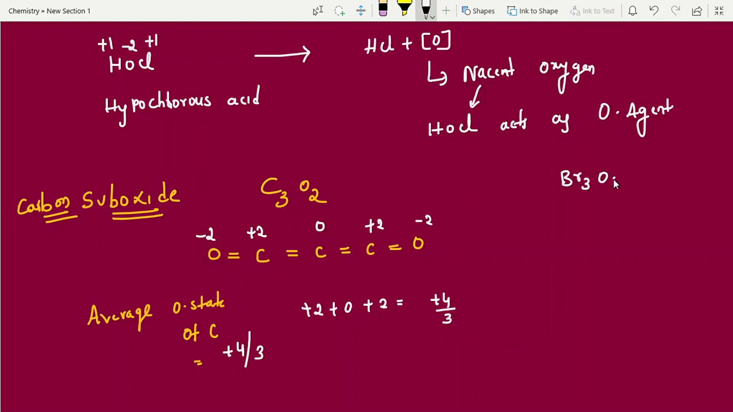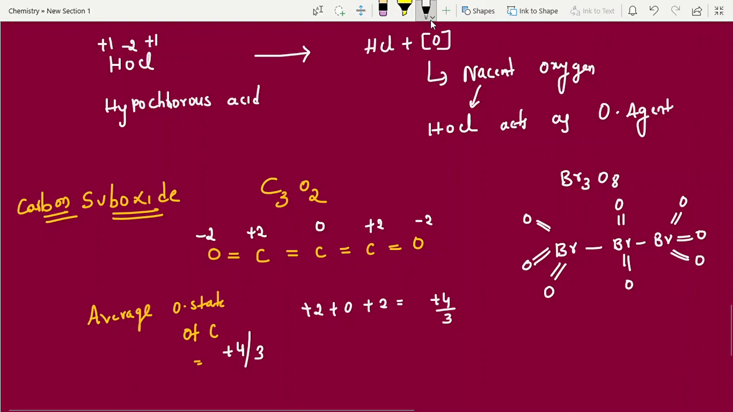Br3O8. Here the structure also they are asking, students, and oxidation states also they are asking. First, let me draw the structure. Br3, you can write like this. How many oxygens do we have in our hand? 8. 1, 2, 3. The same way here, 1, 2, 3. Left out here, 2 oxygens. That's it. This is the Br3O8 structure. Is it clear?